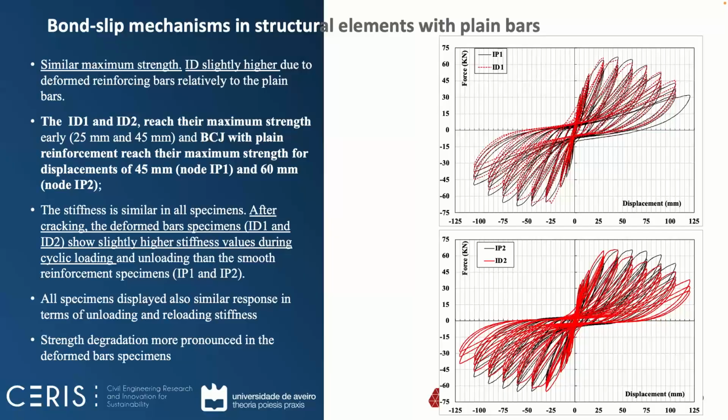The stiffness in the beginning, before the cracking, is similar in all the specimens. This is expected, of course. And after the cracking occurs, the deformed bar specimens, the ID specimens, show a little higher stiffness values during the cyclic load. Of course, I will show you the envelopes in the next slide, and this is a little bit clearer. However, these are some observations from what we have. All the specimens display a similar response in terms of unloading and reloading, but the strength degradation is more pronounced in the deformed bars. When you look to the red result, it seems that this post-peak degradation is more pronounced, especially here, and in this case it is more pronounced in the deformed bars. In this case, it is much more similar to the plain bars.